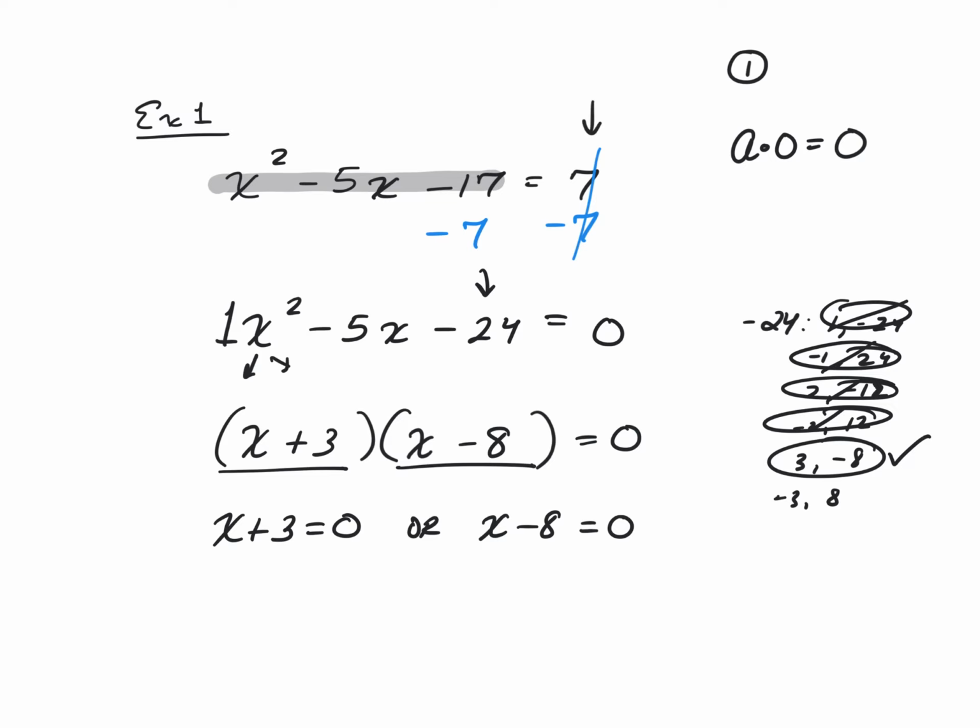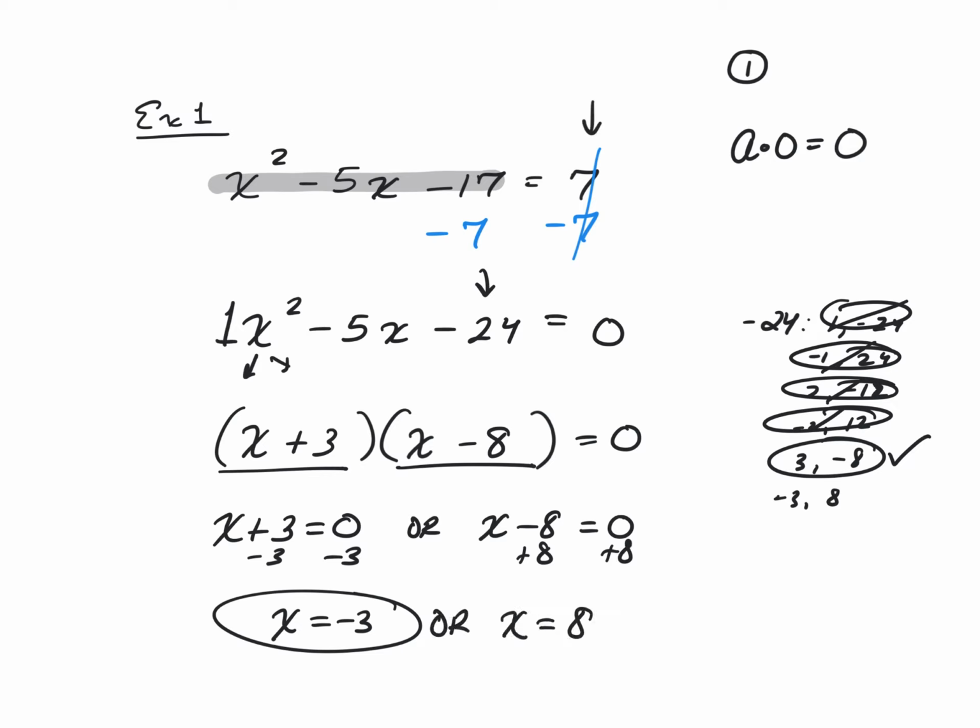And then from there, we just solve these linear problems. Subtracting 3, we get x equals negative 3. And if we solve this one, we add 8, so x equals positive 8, and then we're done. We have two answers in this case because it's a quadratic: x equals negative 3 or x equals 8. And that's our final answer.